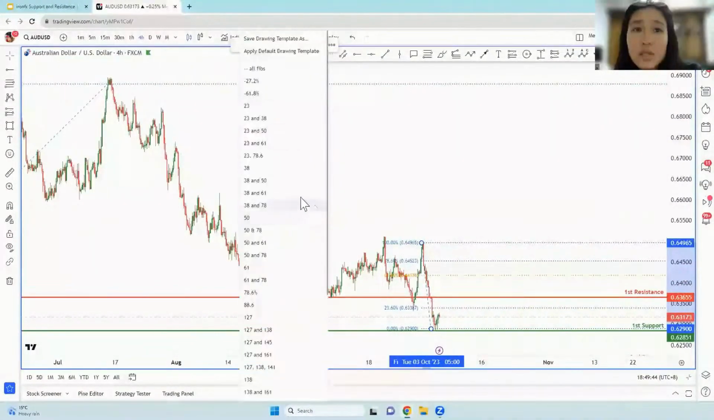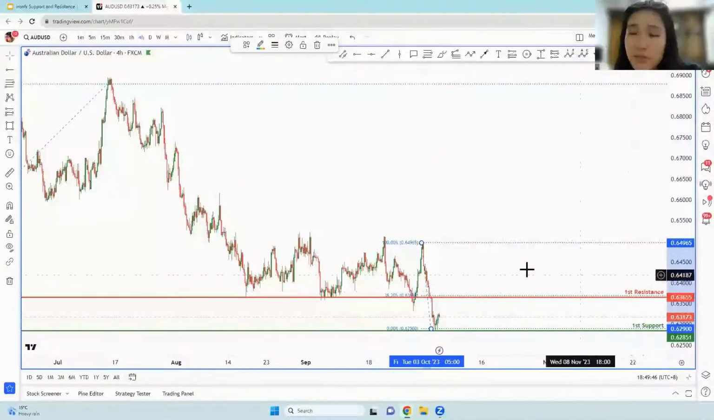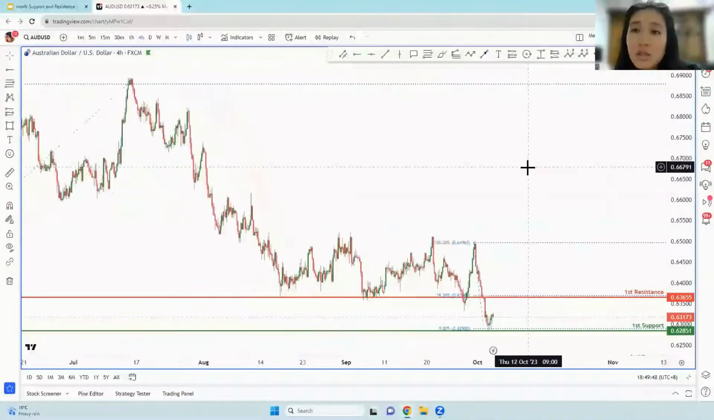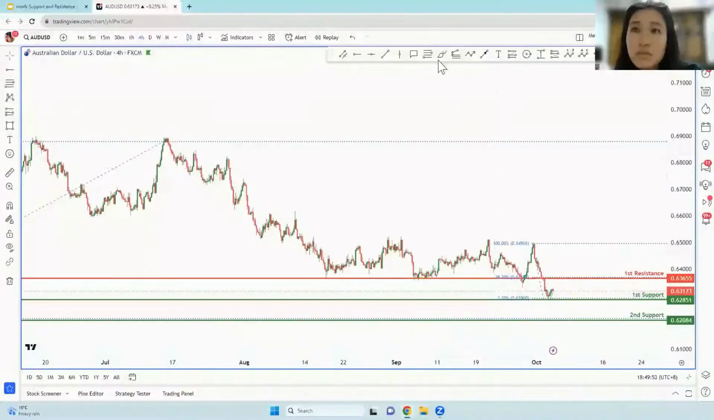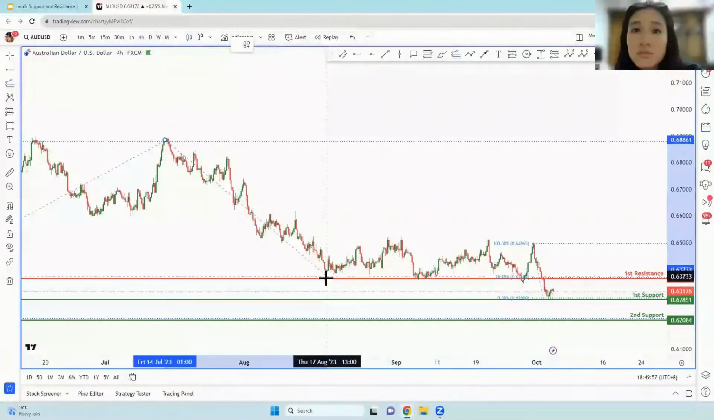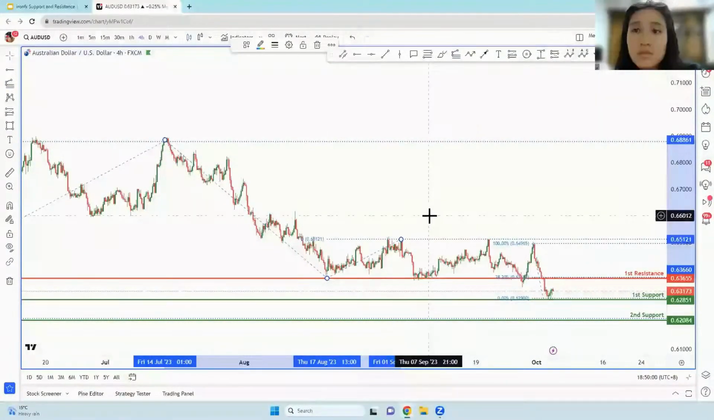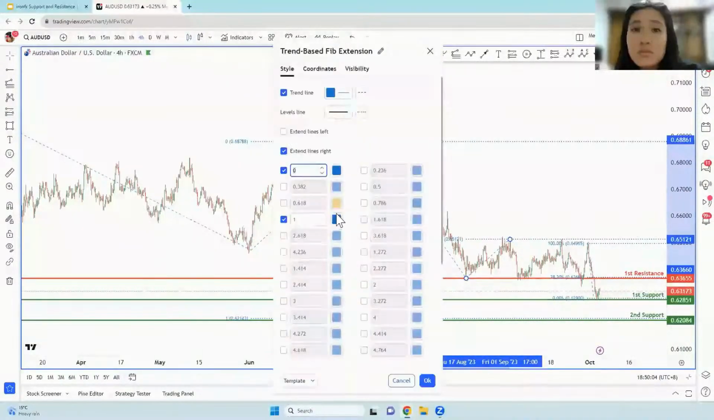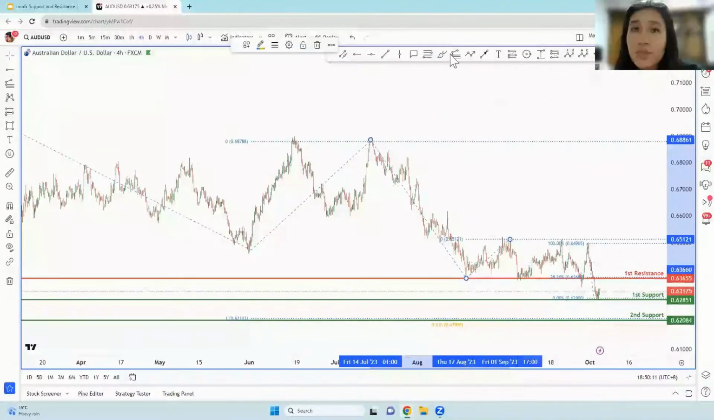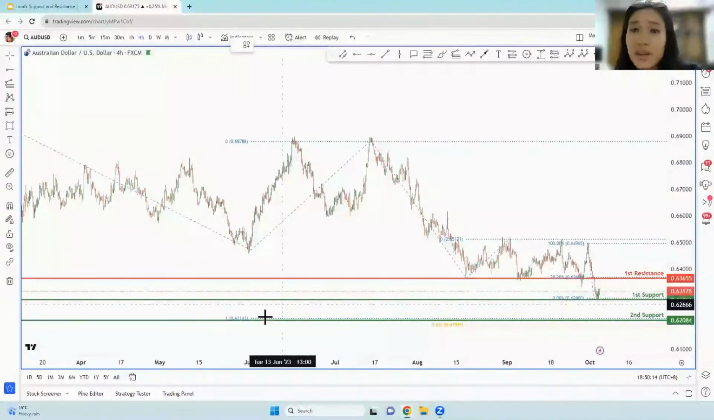I think my 38.2 lines up, yep, with my first resistance. My 61.8 also lines up with my second support. So you can see here I have a confluence area.